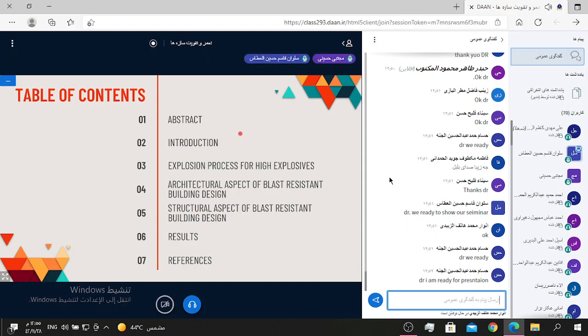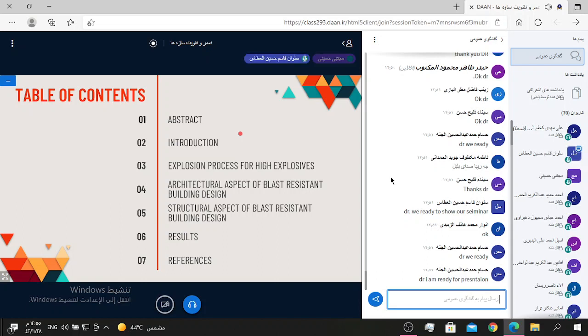Table of contents. Number 1, abstract. Number 2, introduction. Number 3, explosion process for high explosives. Number 4, architectural aspect of blast resistance building design. Number 5, structural aspect of blast resistance building design. Number 6, results. Number 7, references.